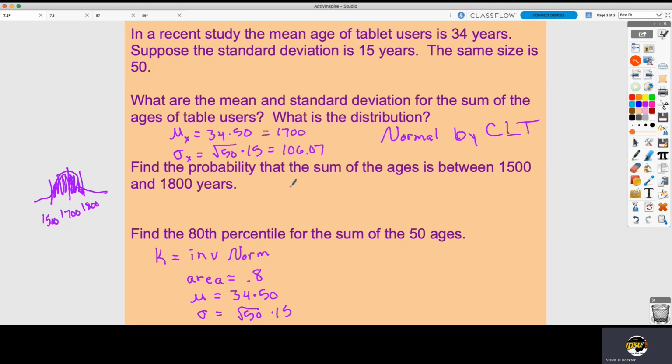All right, so then we've got to type in our lower, our upper, our mu, and our standard deviation. Lower is going to be our 1,500. Upper is 1,800. Our mu we just found is 1,700. And for standard deviation, I would type in the square root of 50 times 15, just to make sure you get as accurate as possible. Technically, you could just type in 106.07. You'd get really close, but it is a rounded number.